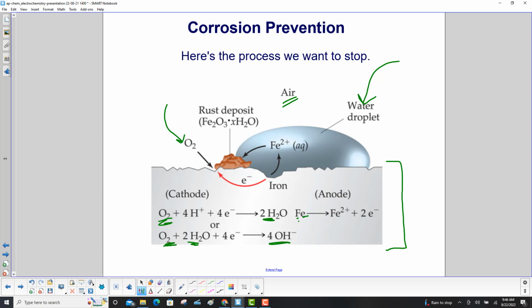So we've got metallic iron turning into iron ion plus 2 electrons. And that goes off into this aqueous solution here, which forms rust, iron oxide with water. That's not a good scene. We're losing metallic iron.